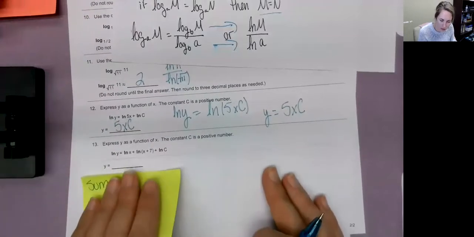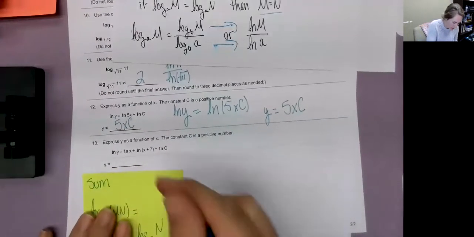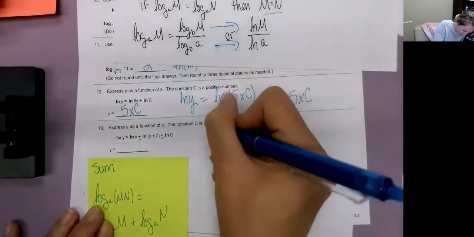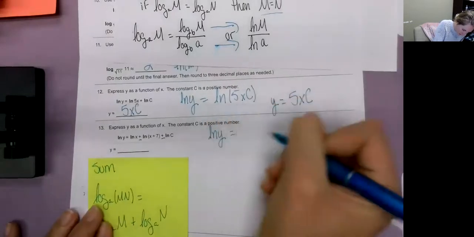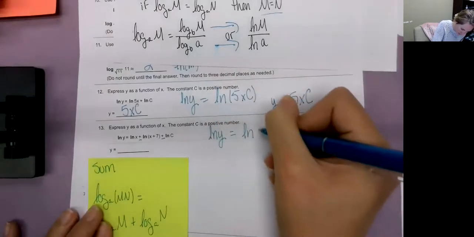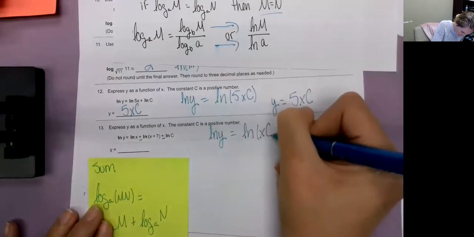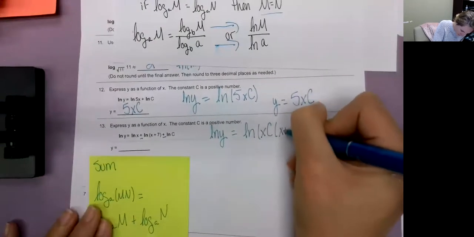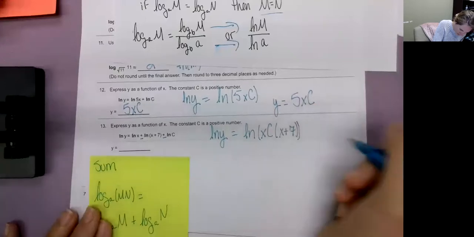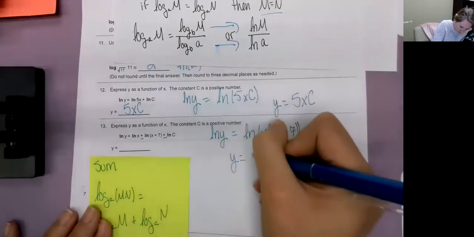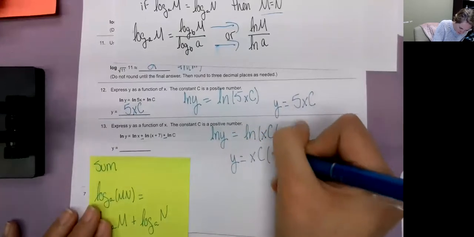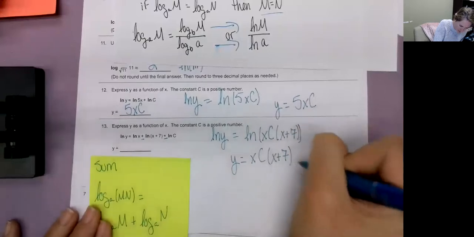Then make sure this problem's like the other one. Yeah. So we have plus signs here as well, so it's a sum equation. So we'd have the natural log of y equals the natural log, and I wrote it xc times x plus 7. So y equals xc times x plus 7.